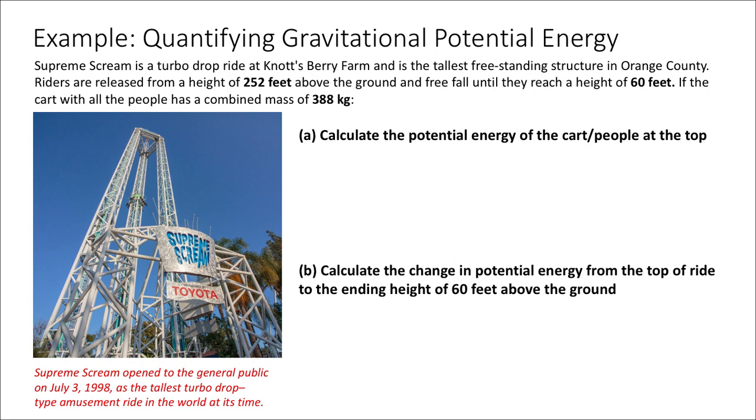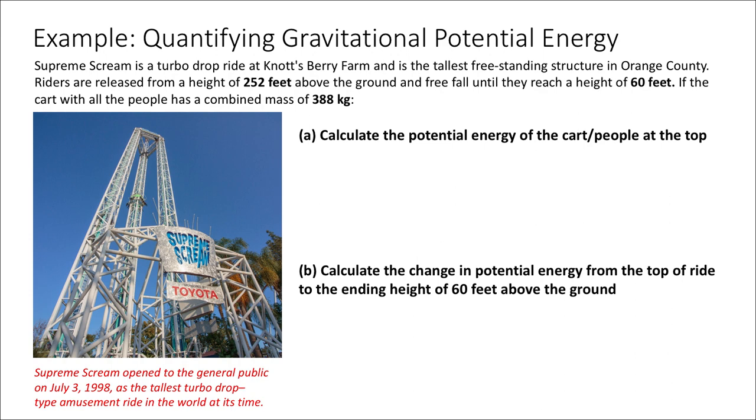If the cart with all of the people in it has a combined mass of 388 kilograms, let's calculate the potential energy of the cart and the people at the top of the ride, and then calculate the change in potential energy from the top of the ride to the ending height of 60 feet above the ground.